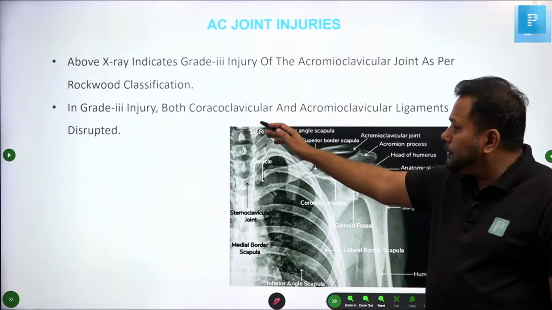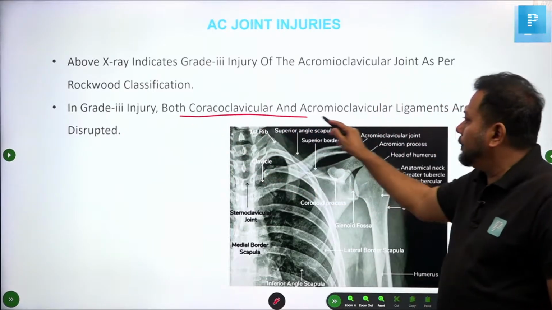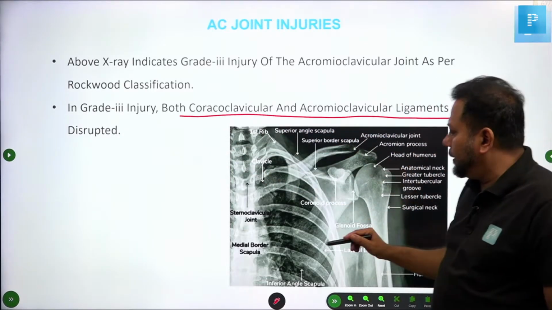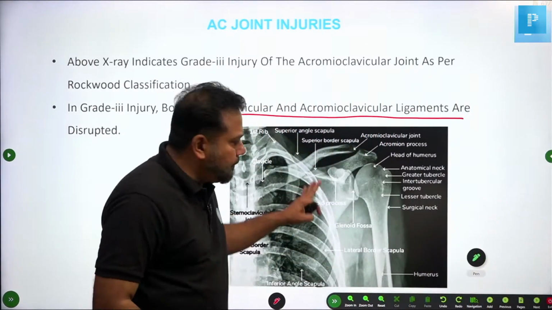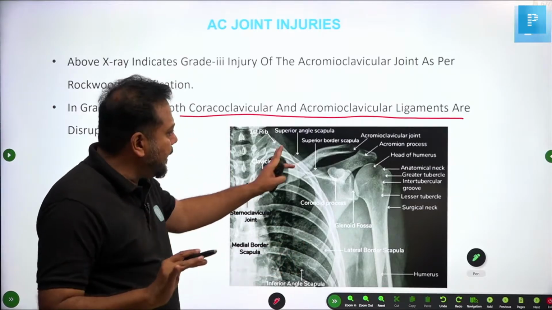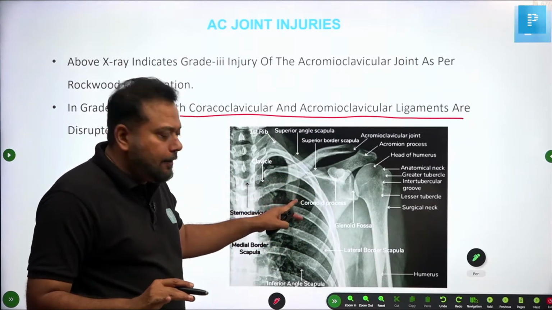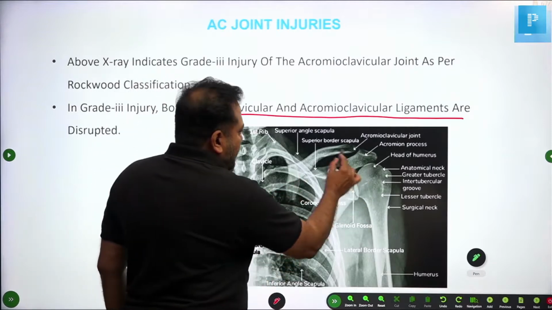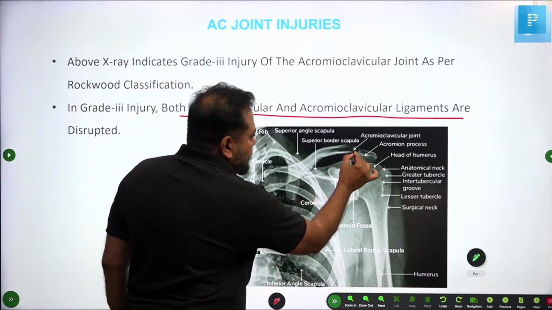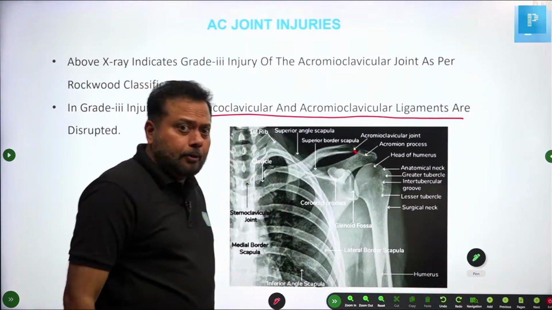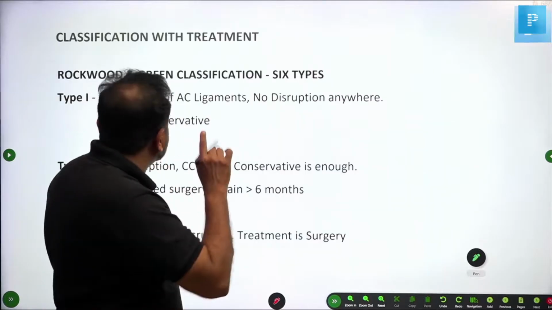In grade 3, both coracoclavicular and acromioclavicular ligaments are disrupted. You see, this is a normal X-ray. The points are well marked here. In the PDF, please read. The normal anatomy: only this much distance should be there between the clavicle and the acromion. Now I will teach you.